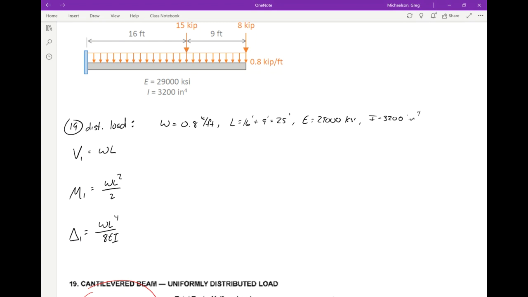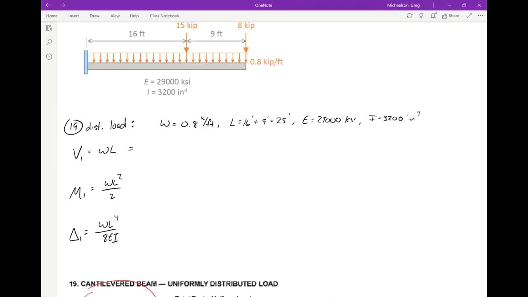Now remember, let's take the moment. We've been using WL squared over 8 a lot for moment, but we use that because it refers to a simply supported beam with a uniformly distributed load. This isn't simply supported, this is a cantilevered beam. So you've got to use the right equation for the right case. We're using WL squared over 2 because it applies to this case.